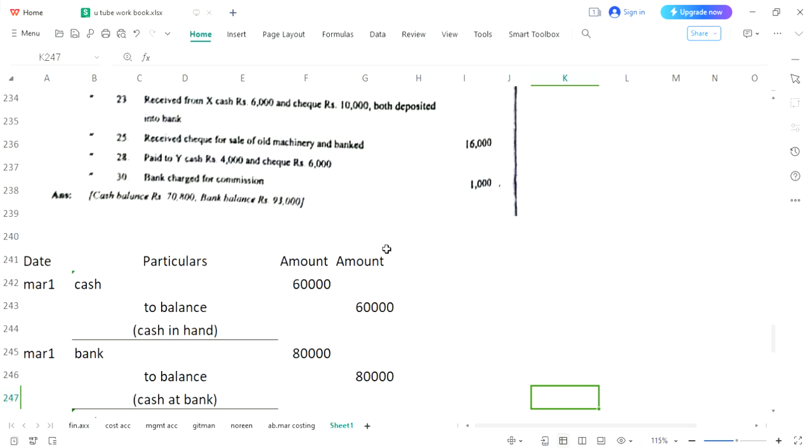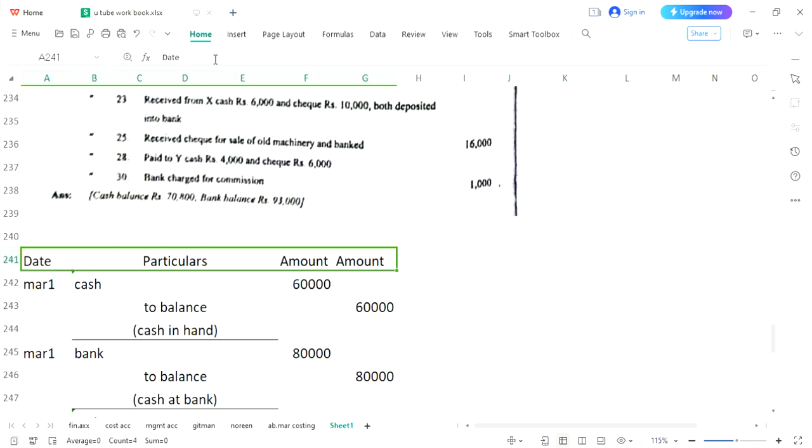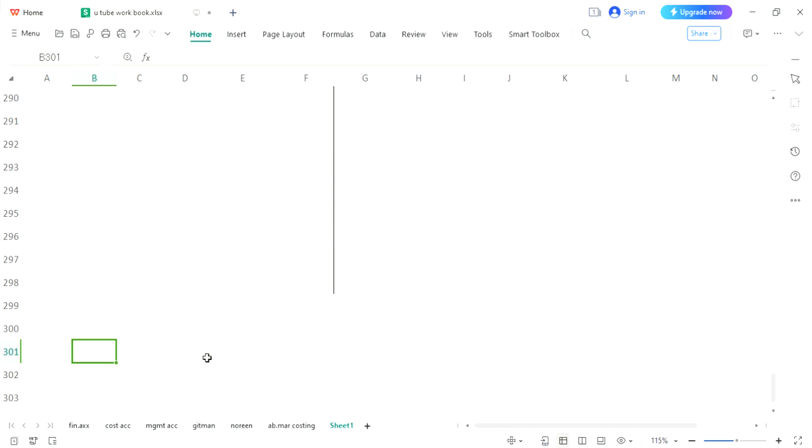So as usual, we will be applying the same principle. If cash is present on the debit side, we will enter the same cash on the debit side of the ledger. If bank is present on the debit side, the same debit side would be chosen in the cash book. And let me show you the proforma for the cash book.